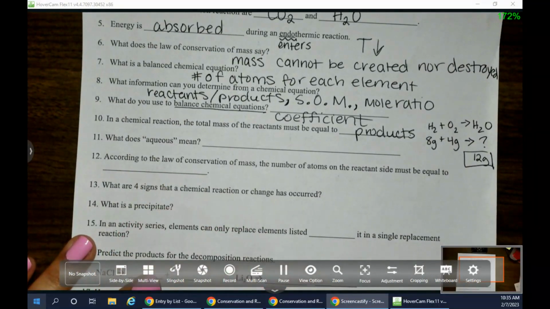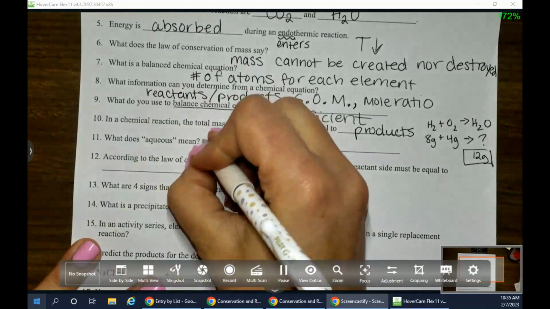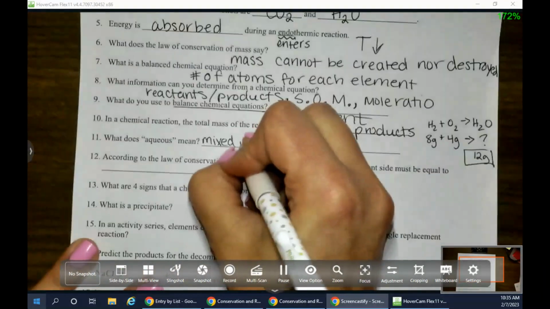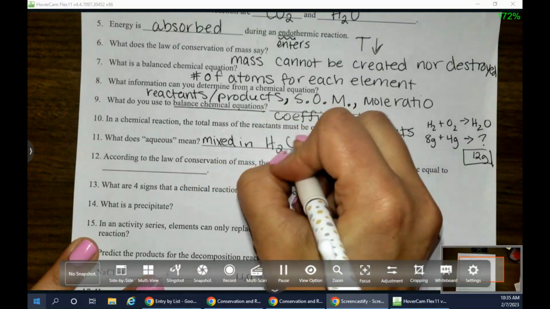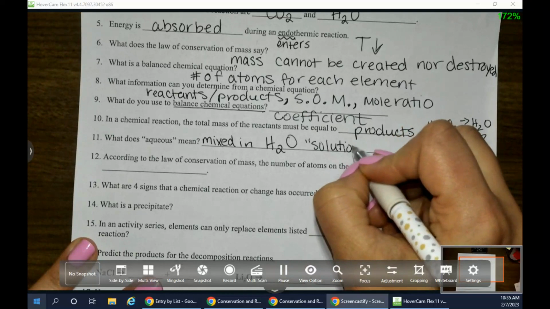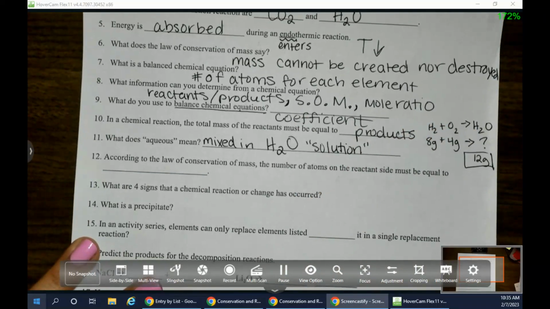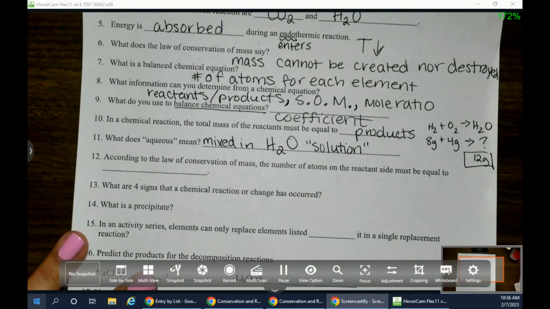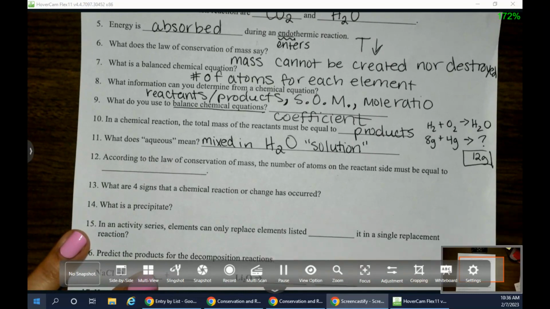What does aqueous actually mean? Well, mixed with water. So it means it's a solution. Okay? A solution. So it's liquidy. Remember, that's pretty much everything in here that you're dealing with this year. Minus the solids, and then we have oxygen in the room usually, right?